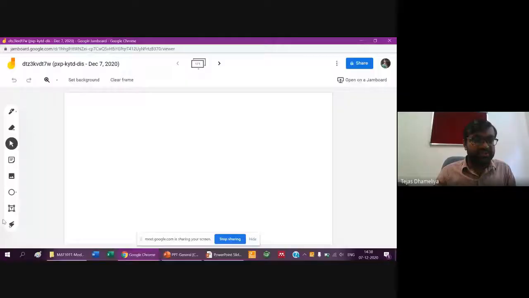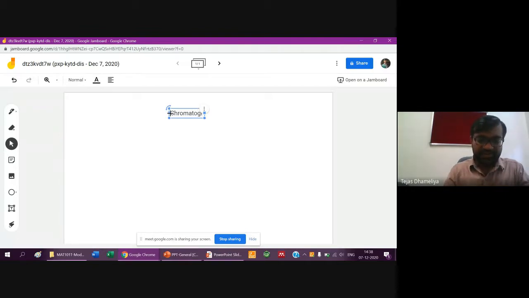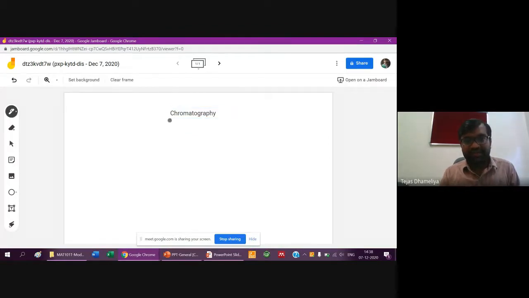Okay, so chromatography is a technique which comes from this chroma. This is basically the term called chromatography. It contains two words: one word is chroma and the other word is graph. Right? These two terms have their own meanings.